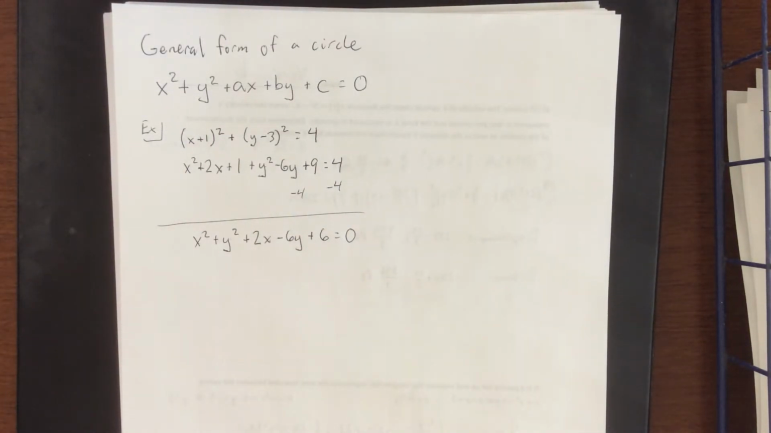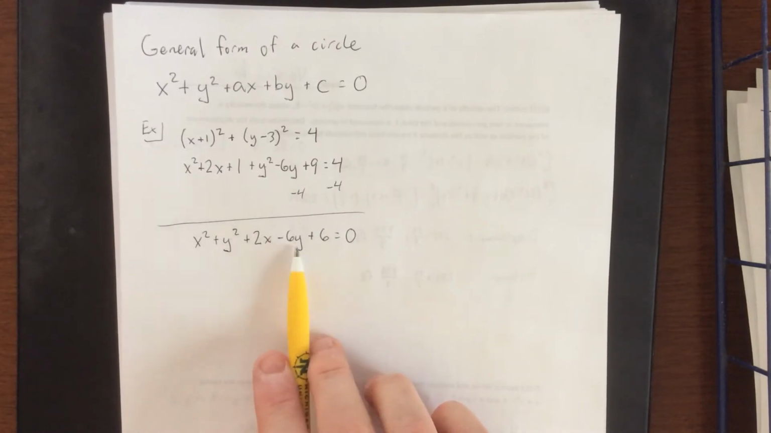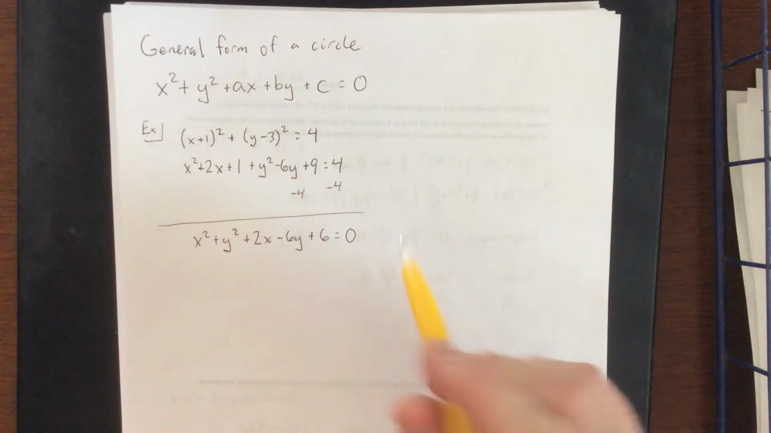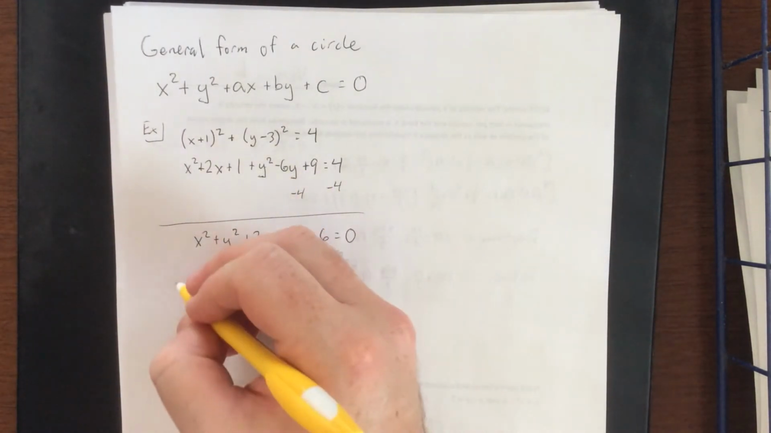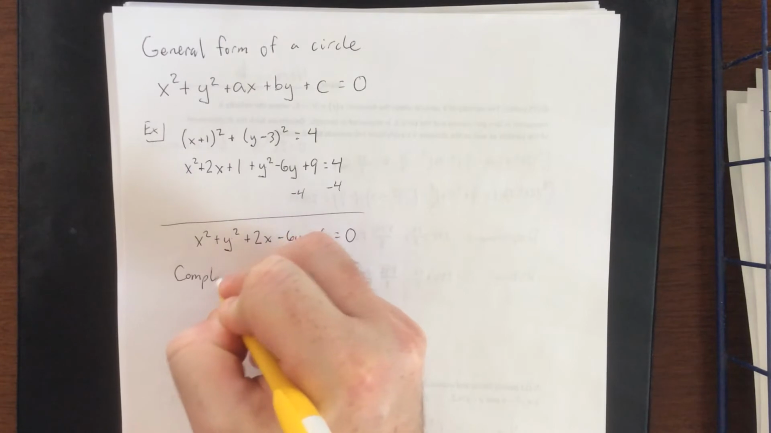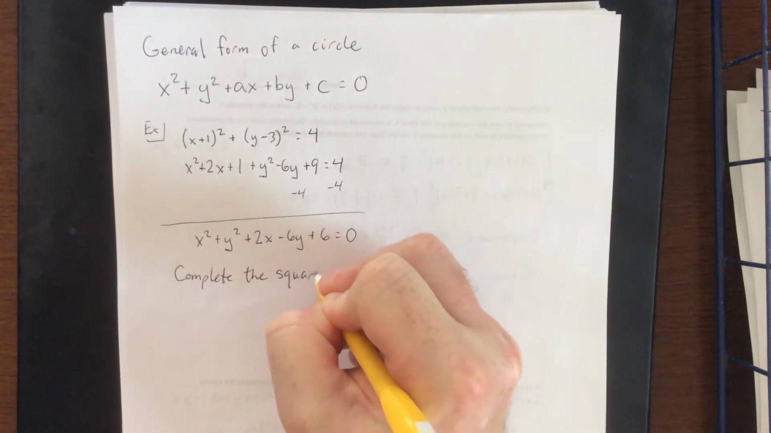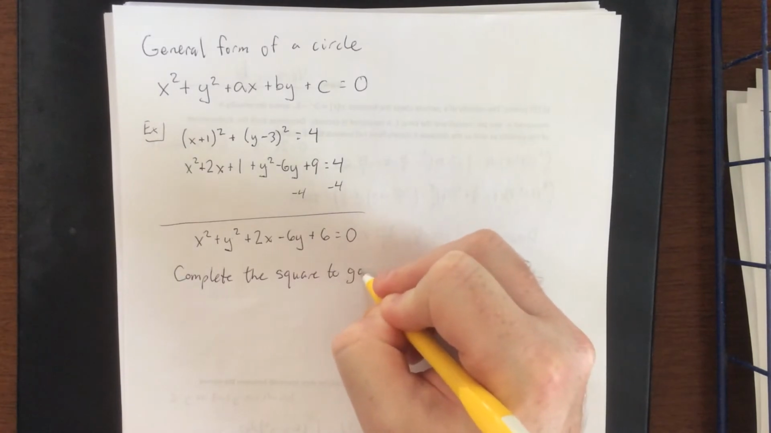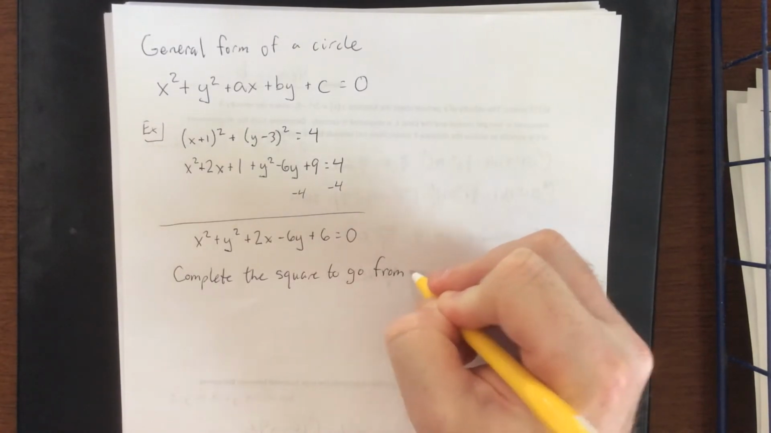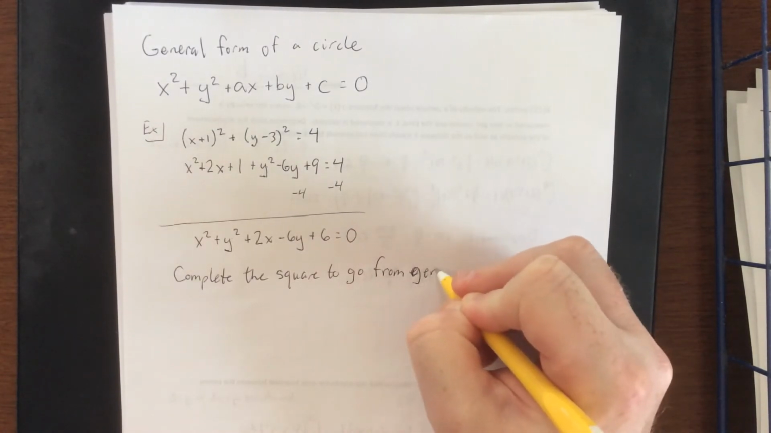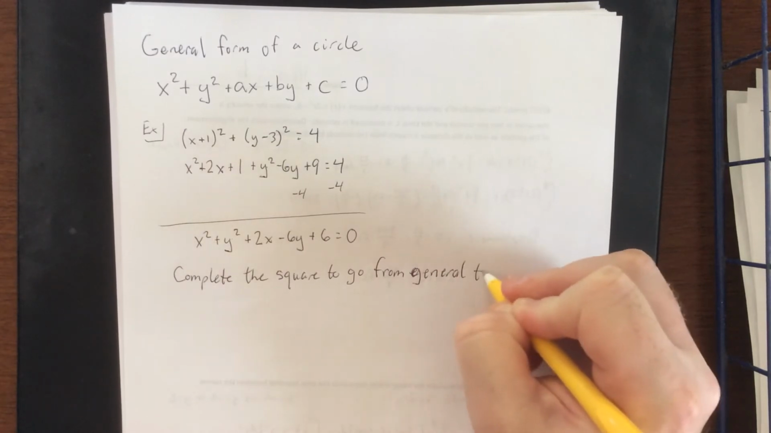Now, taking a look at the general form, I cannot tell you just by looking at this what the center is, what the radius is. Rather, if I wanted to go from general form back into standard form, I would have to complete the square. So that would be to go from general to standard form.